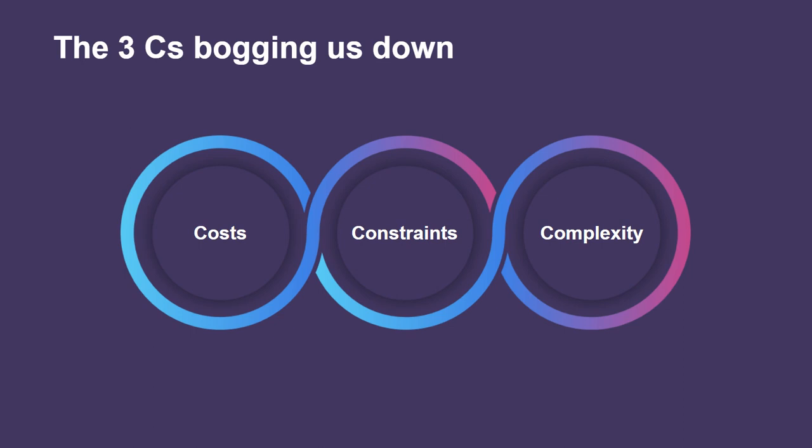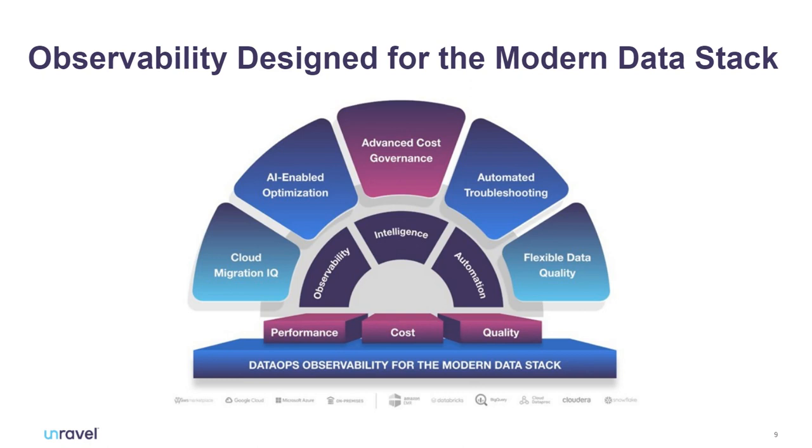Complexity, we talked about with the modern data stack and being able to support those technologies that request-response applications can't really mold themselves into. And then the constraints wrap around finding the people that are able to actually support the data ops ventures. Okay. So if you could wrap all of those into one application, you would have Unravel, right?